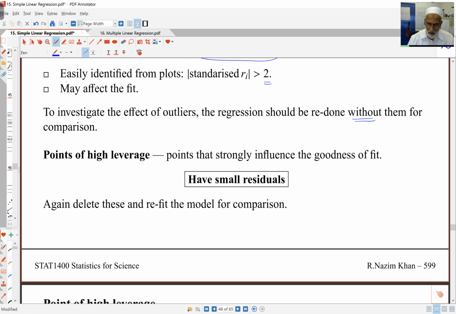Points of high leverage are the opposite. They are those points that have very small residuals, and they have a large influence on the goodness of fit. And again, we should refit the model without those.